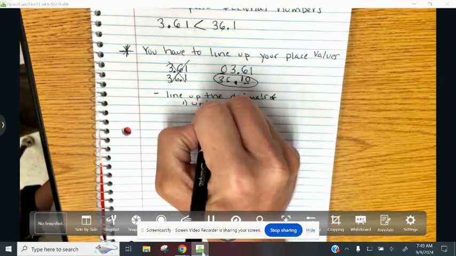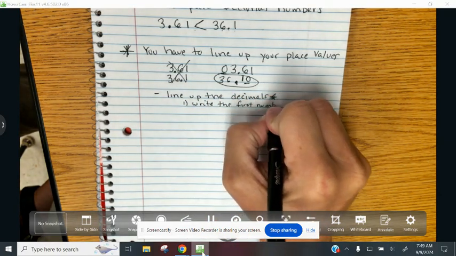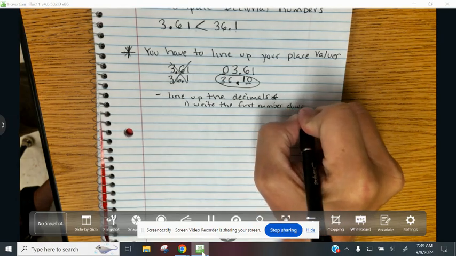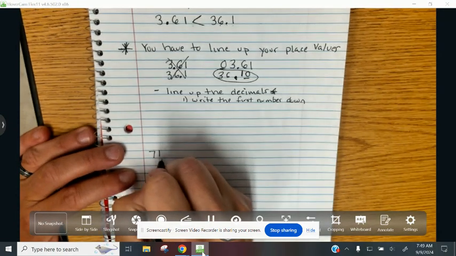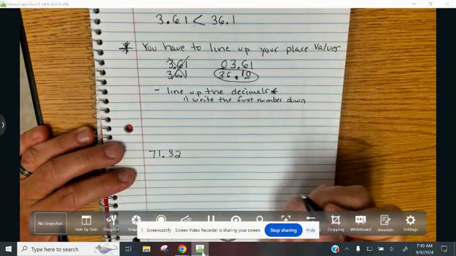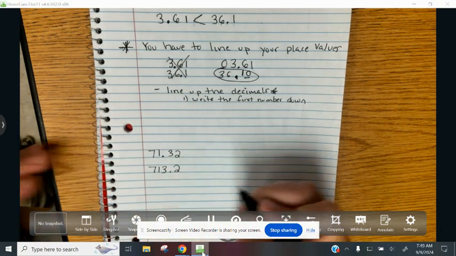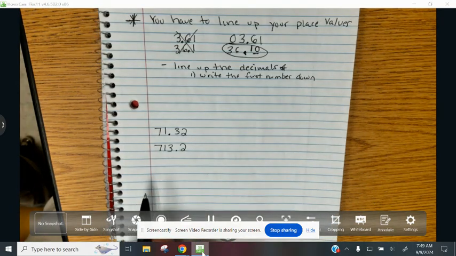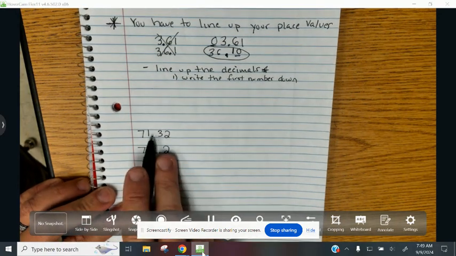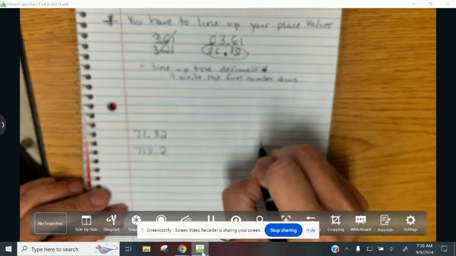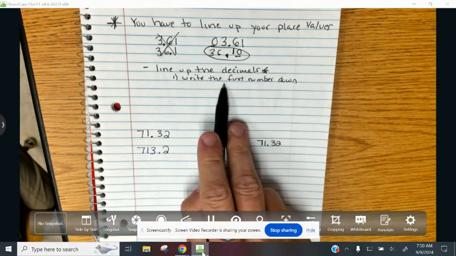So I'm going to write the first number down. And I'm going to do it down here. So let's say, again, I have two numbers. Let's say I have 71 and 32/100, and then I have 713 and 2/10. So again, I'm going to do one where it has very similar digits. The first thing I'm going to do when I do this problem is I'm going to write down the first number. So I'm going to rewrite 71.32. That's what I'm first going to do. Write the first number down.